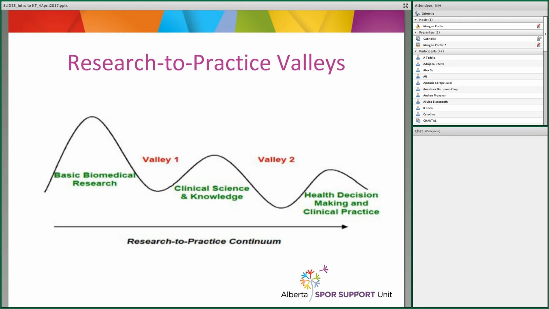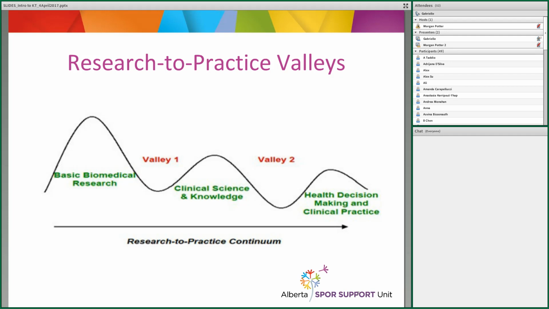You may have seen this graph before, and it highlights a couple of valleys that are affectionately known as the valleys of death. And Ian Graham summed this up nicely back in 2006. He said, despite the considerable resources dedicated to health sciences research, a consistent finding from the literature is that the transfer of research findings into practice is often a slow and haphazard process.